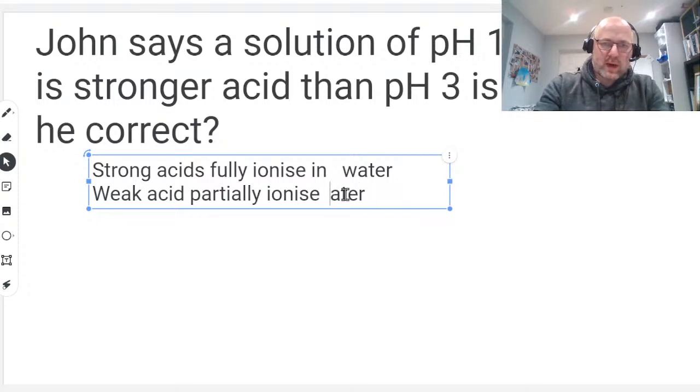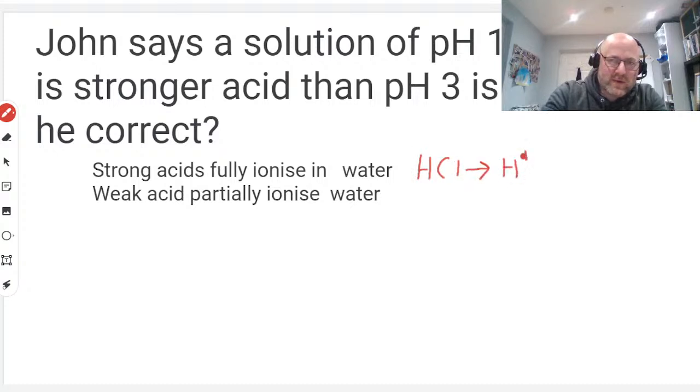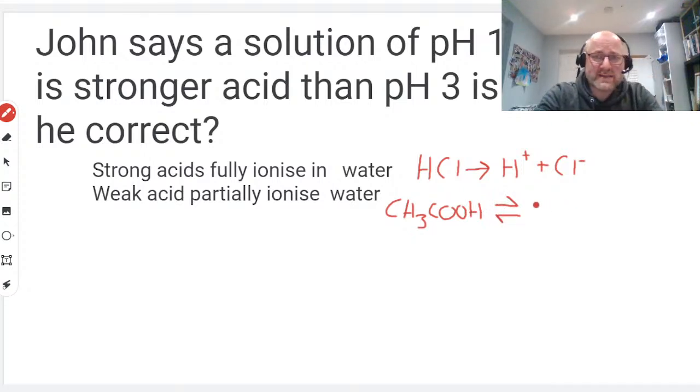They partially come apart. Now, if I want to do an equation for that, I can write a little equation. For a strong acid, they do this. If you've got a six marker, doing equations would be nice. I should put aq on all of this. These are all aqueous. Acids are always aqueous. A weak acid only partially ionizes. What we do for a weak acid is use a reversible symbol, meaning it goes both ways. It doesn't fully ionize.